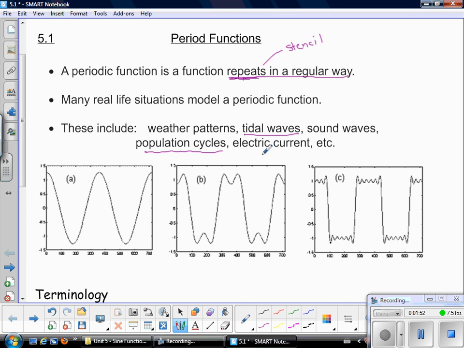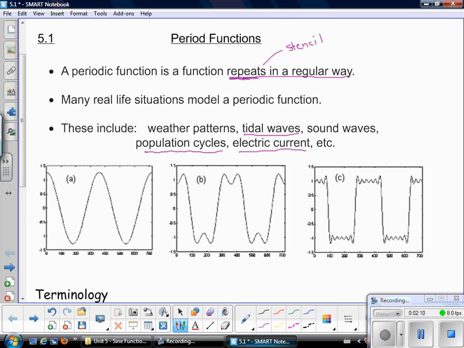Electric current is another reason why we study periodic functions. So there's lots of different jobs that require you to deal with periodic functions. Whether you will do that or not is totally up to what future events will happen in your life.